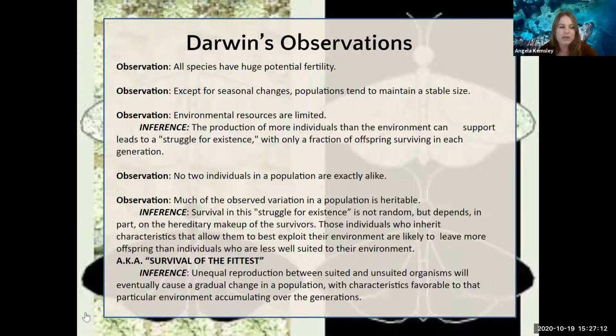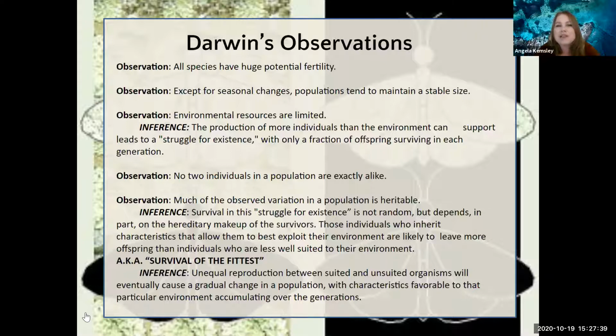So if you go into an area and you know there's X number of deer, from year to year, there's probably going to be about the same number of deer, given seasonal fluctuations, but there's going to be about the same number. That is because, observation number 3, environmental resources are limited. So these species can be having lots and lots of babies, but there's only so many resources to go around.